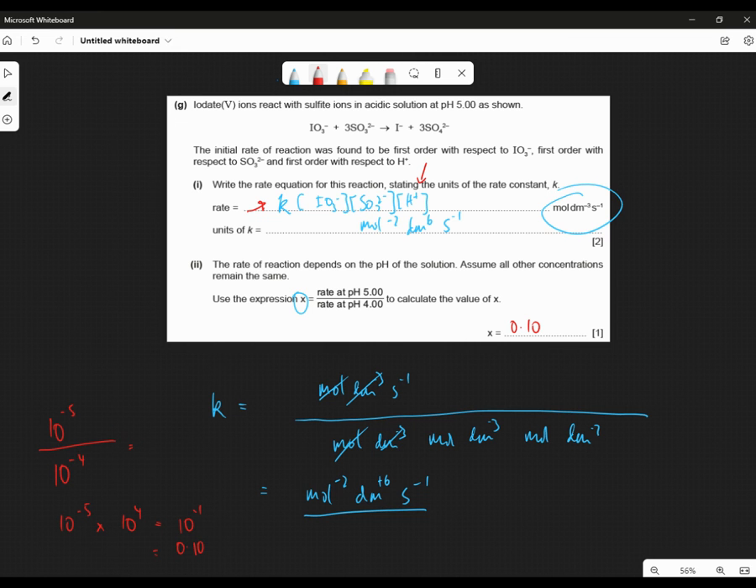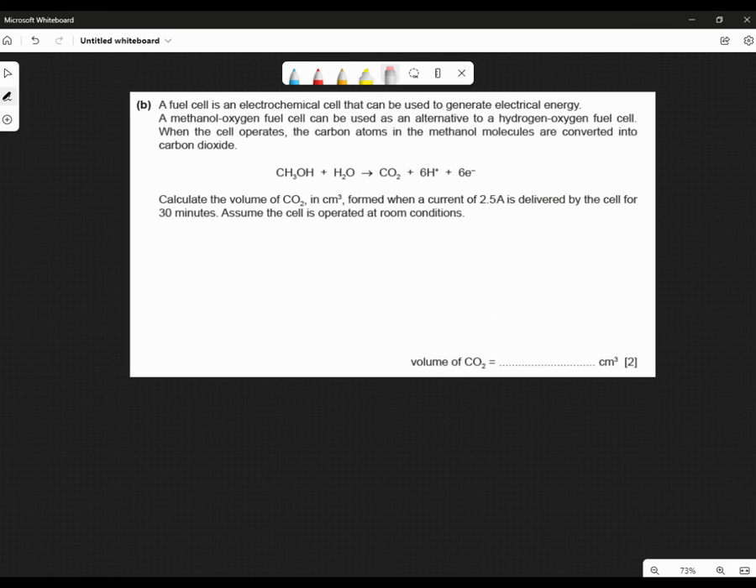Let me go and dig the next one out. Okay, this is the last one for Les and Ollie for now. Calculate the volume of CO2 in cm cubed formed when 2.5 amps is delivered to the cell for 30 minutes or whatever. Assume the cell is operated at room conditions.